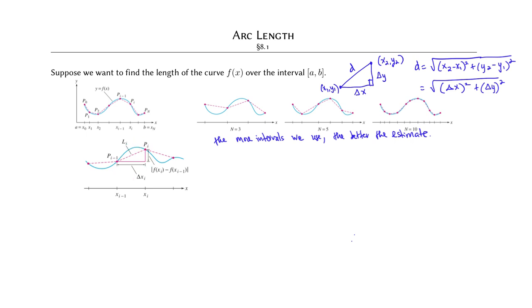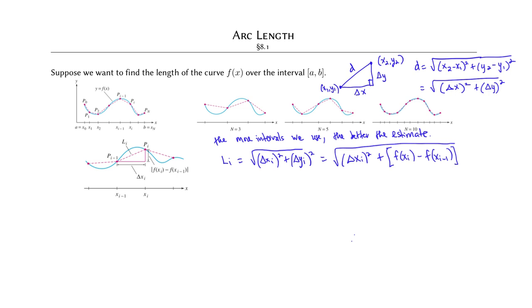For example, to find the length connecting x i minus 1 to x i on the curve f, we find the line segment connecting x i minus 1 to x i, whose distance is l i, the square root of the change in x, delta x squared, plus the change in y, delta y squared. But the change in y is f of x i minus f of x i minus 1. And so l i is the square root of delta x squared plus f of x i minus f of x i minus 1, the quantity squared.